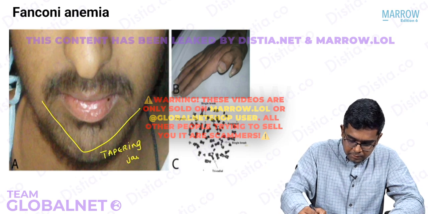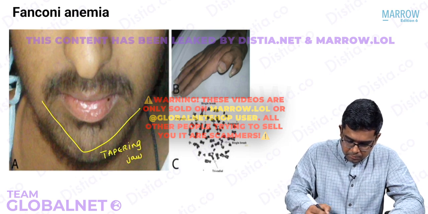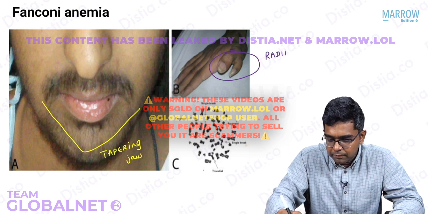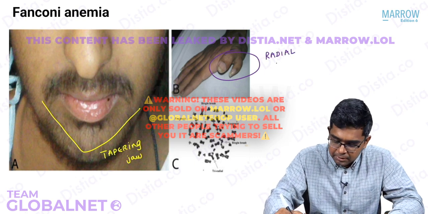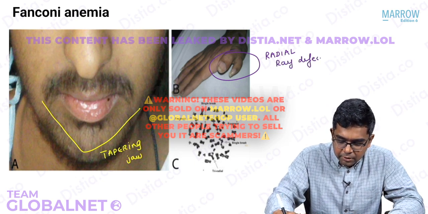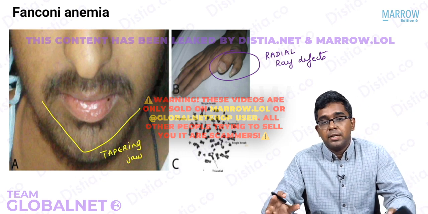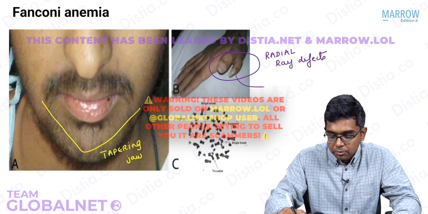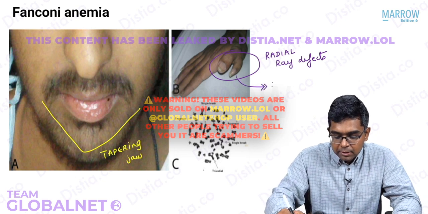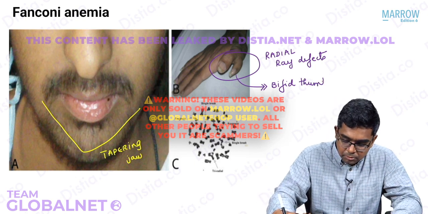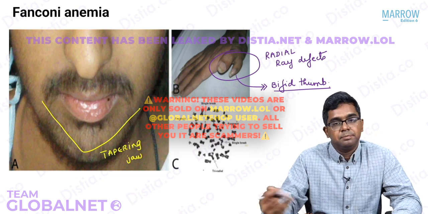Okay, right. Next picture shows the radial ray defects, where I told you some thumb defects can be present. These patients can have different varieties of thumb defects. I told you they can have hypoplastic thumb or aplastic thumb. This picture tells you one more feature of radial ray defect, which is bifid thumb. That is, the thumb is like two fingers, okay? So it's called bifid thumb. This is also another associated anomaly.